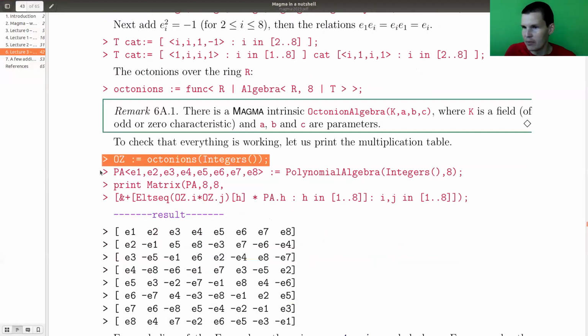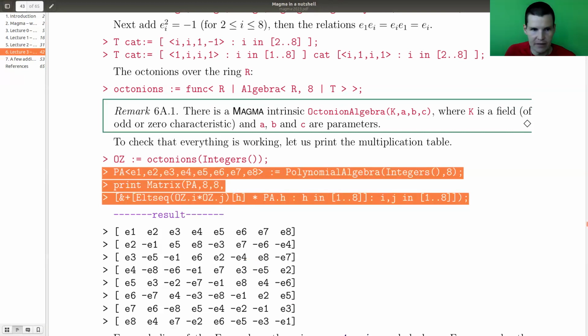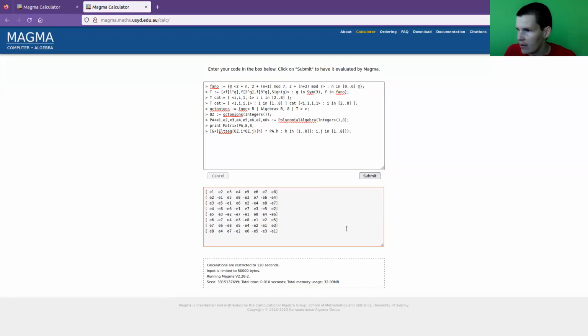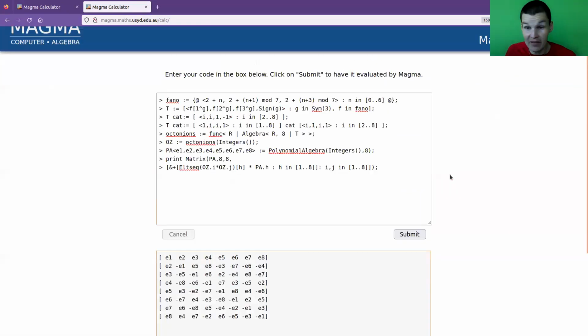And now let's print the multiplication table. Let's just do it first, and then I'll explain what's going on. So let's put it here and submit. Okay, so I just set up a polynomial ring in 8 variables to keep track of what is what, and then just printed the multiplication table. So E1, E2, E3, whatever, and you already see in the first row and column that E1 is the identity. And I should zoom in a little bit for you. Much better, much easier to see. There you go. Right, so I just printed the multiplication table.